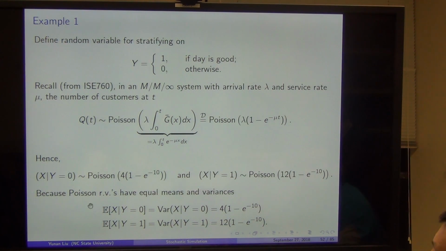Because a Poisson random variable has equal mean and variance, the conditional mean in the first case, the y equals 0 case, is also the conditional variance. Mean and variance are the same. So in this case, the mean is 4 times 1 minus e to the minus 10, so the conditional variance is equal to 4 times 1 minus e to the minus 10. The other case is similar. So we have the conditional expectation and the conditional variance both computed.